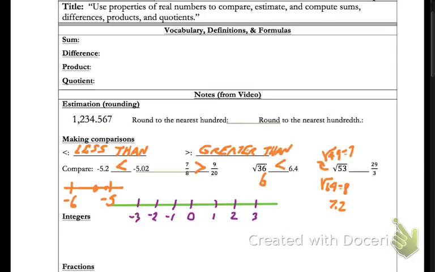Now, over on the right, 29/3. Well, that bar on that fraction means to divide. So 3 goes into 29 9 times, with 2 left over. So we have 9 2/3. Well, 7.2, approximately, is less than 9 2/3. And that's how we can compare any kind of number using those particular signs.